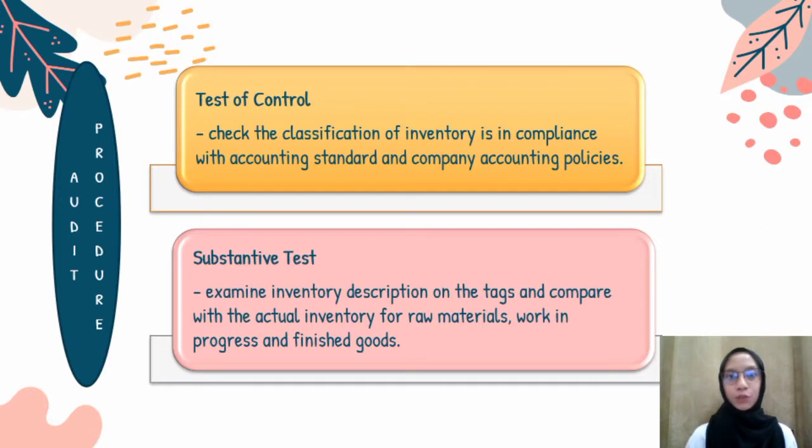Okay, for audit procedure, we have two types, the first one is test of control and the second one is substantive test. For test of control, the auditor can check the classification of the inventory, whether it is in compliance with accounting standards and company accounting policies. And for the substantive test, the auditor can examine the inventory description on the tag and then compare it with the actual inventory for raw materials, work in process, and finished goods.